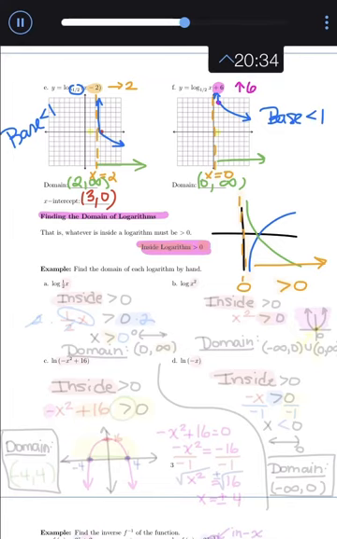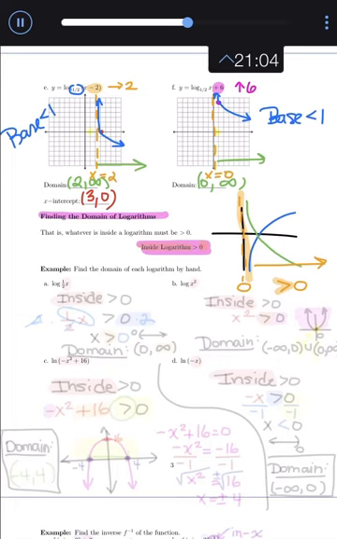I know we did something similar with square roots or even roots. We said whatever was inside needed to be greater than or equal to 0. Notice we're not doing greater than or equal to. We're just doing greater than. We cannot include 0. Why? Because it's an asymptote. So we're just going to use regular greater than, not greater than or equal to. So let's take a look at a couple of these.